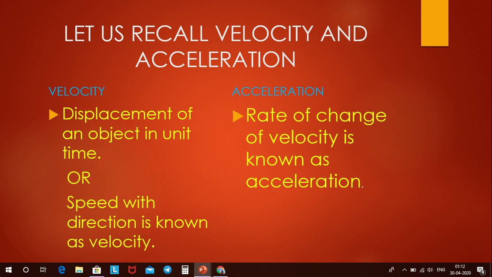If the velocity of an object is changing, it means there is acceleration. If it increases, we call it simply acceleration. If the velocity decreases with time, we call it retardation. If there is no change in velocity, the velocity remains same, then we call that the acceleration is zero.